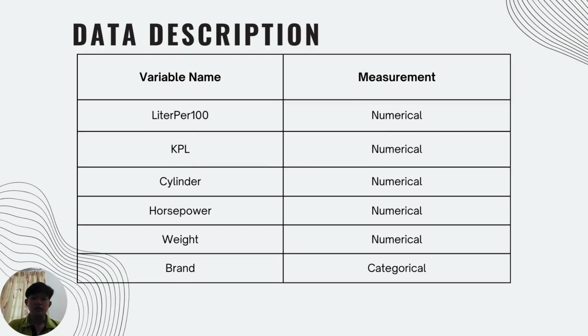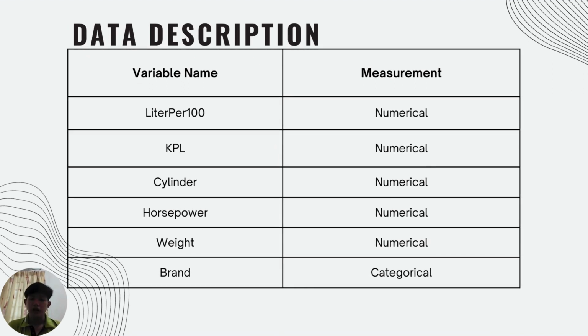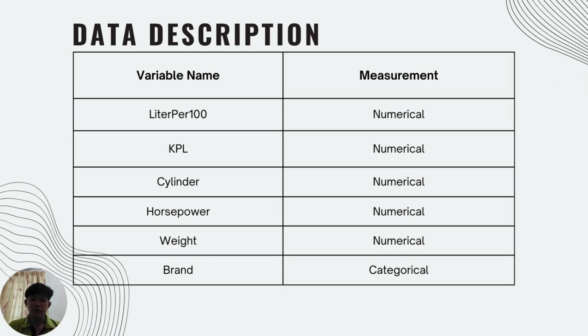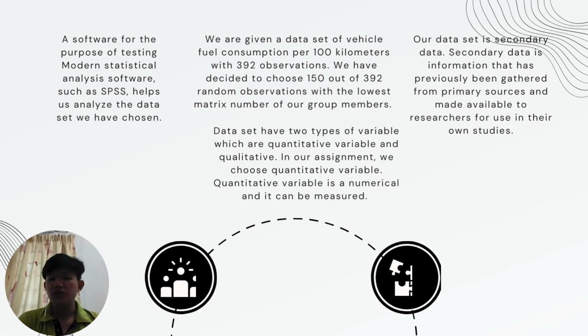For the data description, there are 6 variables in total. The measurements for the numerical variables are liter per 100 km, KPL, cylinder, horsepower, and weight, while the measurement for the brand is categorical. Modern statistical analysis software such as SPSS will help us to analyze the data set that we have chosen.